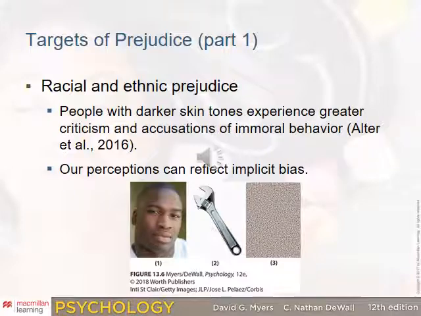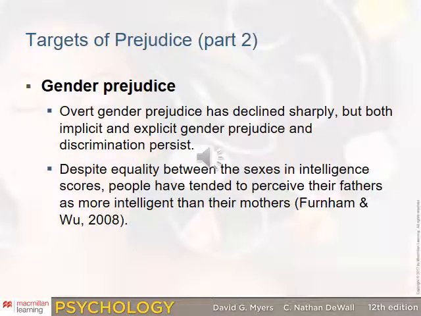Wonder why. So, gender prejudice. Overt gender prejudice has declined sharply, but both implicit and explicit gender prejudice and discrimination persist. Despite equality between the sexes in intelligence scores, people have tended to perceive their fathers as more intelligent than mothers. And this even goes on with women making less money to the dollar than men do.